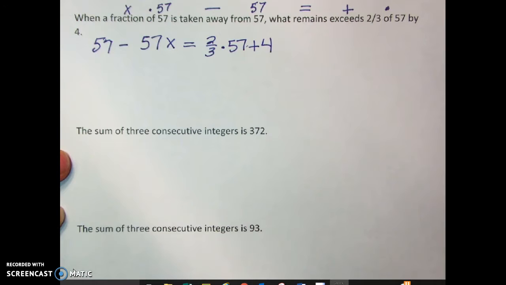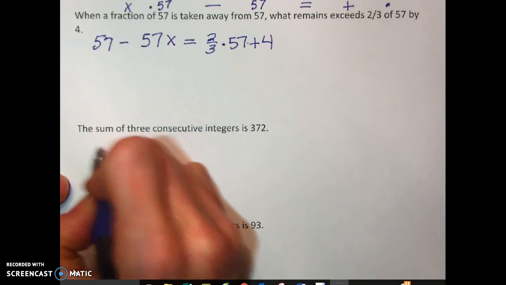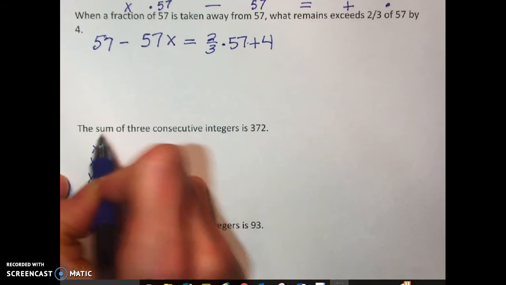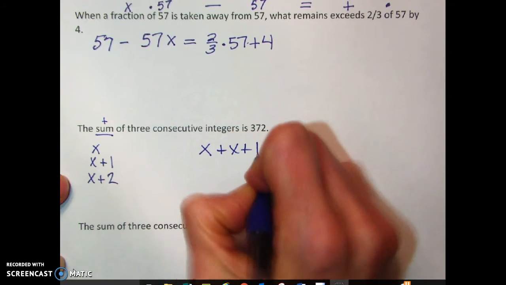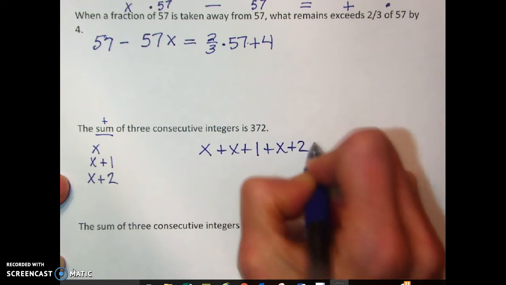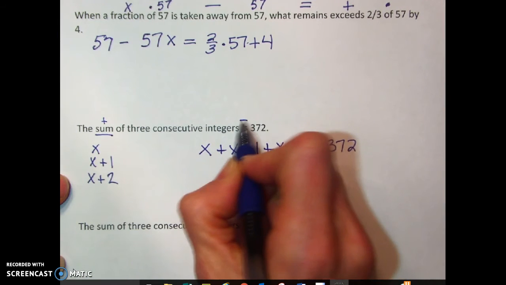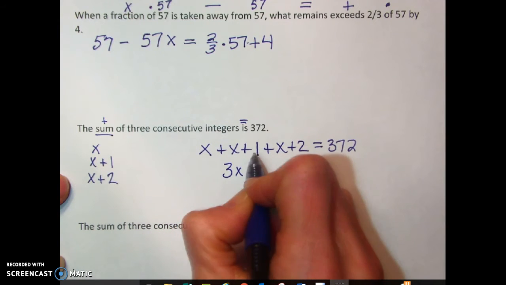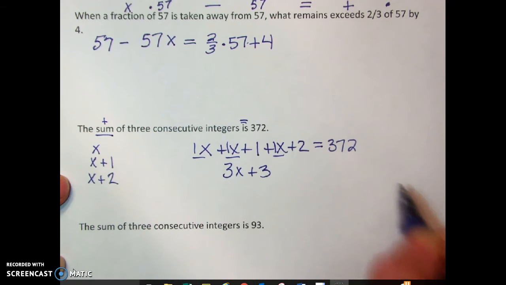The sum of 3 consecutive integers is 372. We talked about consecutive integers here in the pre-module work we did also. So 3 consecutive integers, we'll set it up as x, x plus 1, and x plus 2. Sum means that we want to add those. So the first one plus the second one plus the third one adds up to 372. Is our equals. 1, 2, 3x plus 1 and 2 is 3. We're just adding these up, adding up our like terms.